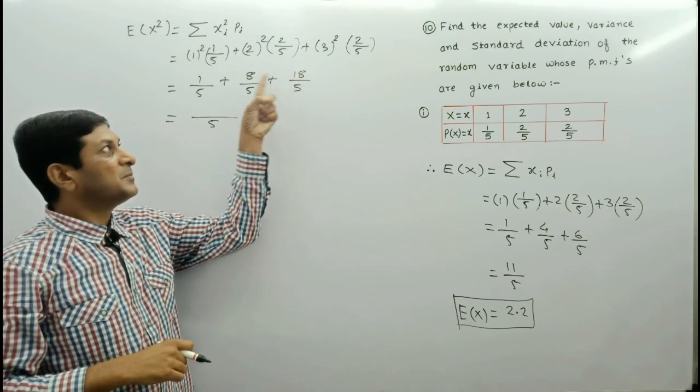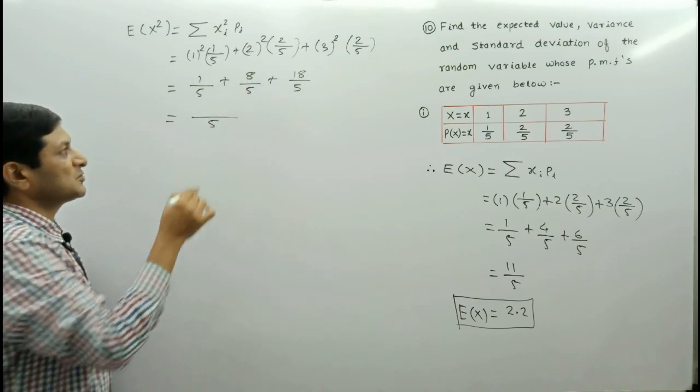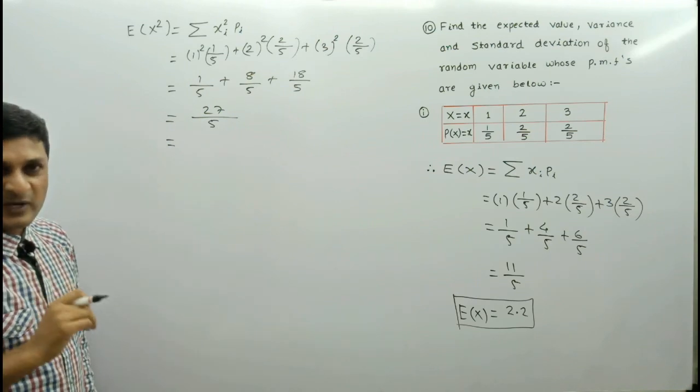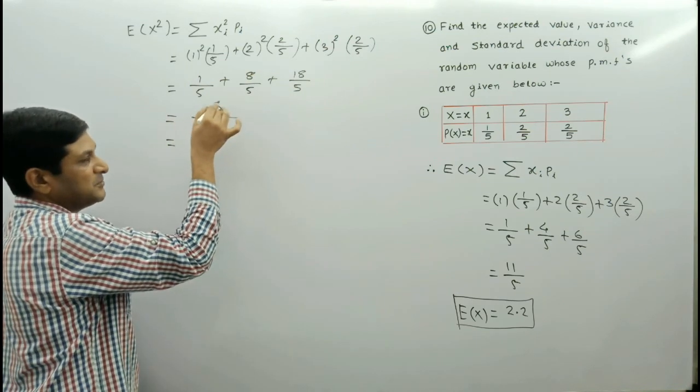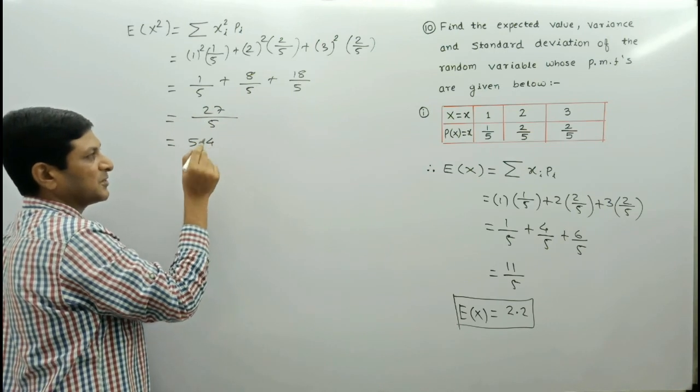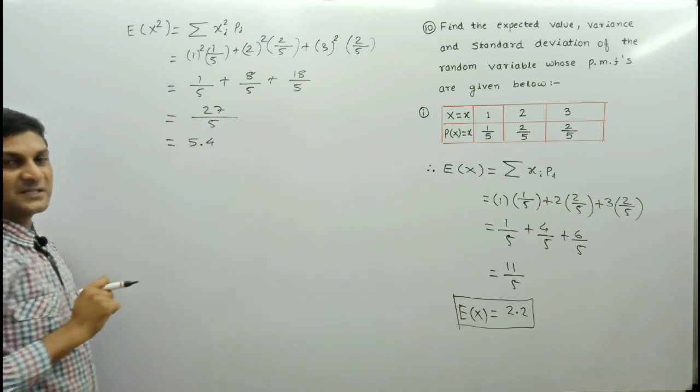So 18 plus 8 is 26, 26 plus 1 is 27. Which is equal to, let us try to convert it into decimal form. If we are dividing by 5 here, 5 5s are 25, remaining term is 2, 2 means 0.4. So here the value of E of x is also known to us.